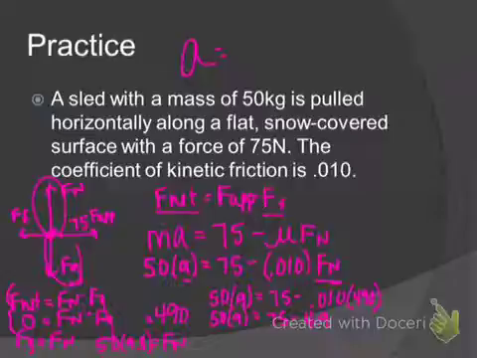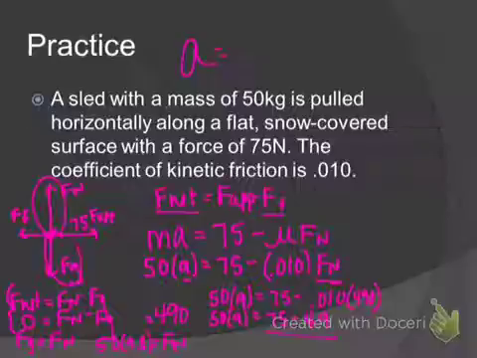So I'll subtract on this side of my equation right here, and then I divide by 50. Sometimes I see people divide by the wrong side. You've got to get the variable by itself, so we have to divide by 50. Divide by 50. And what does our acceleration come out to? 0.52.